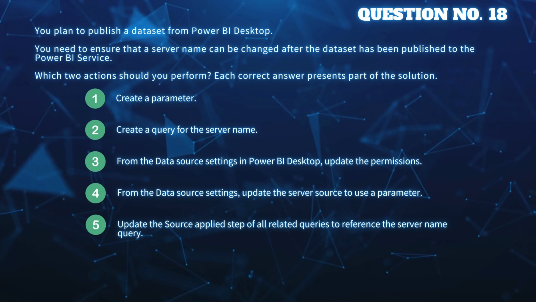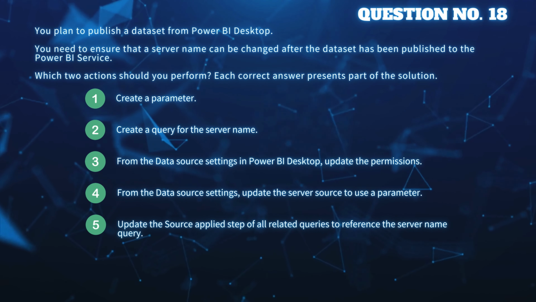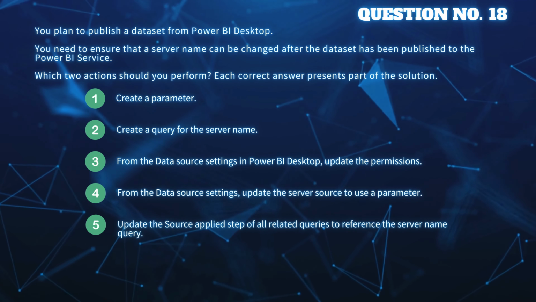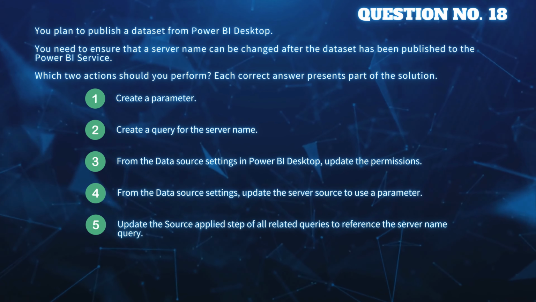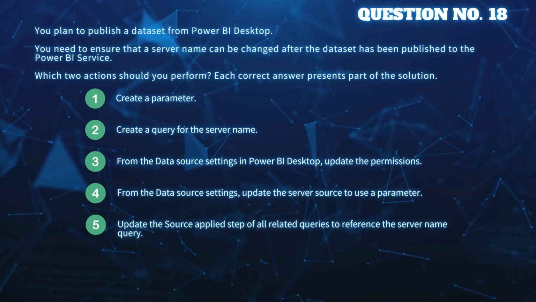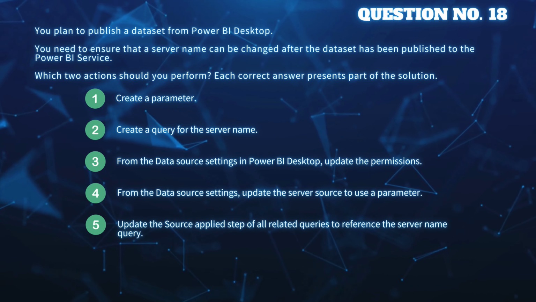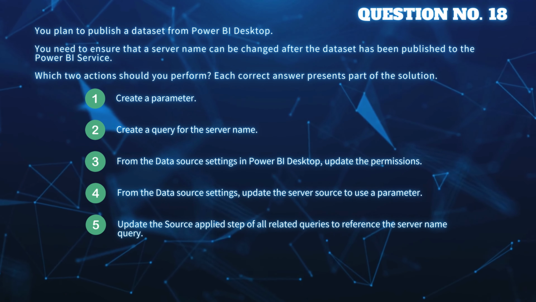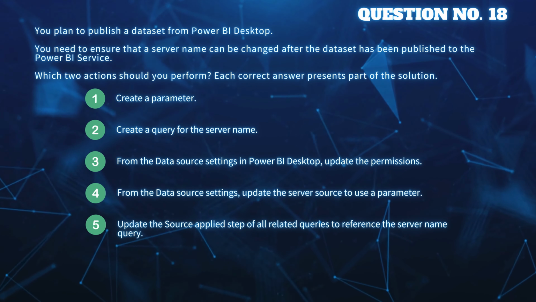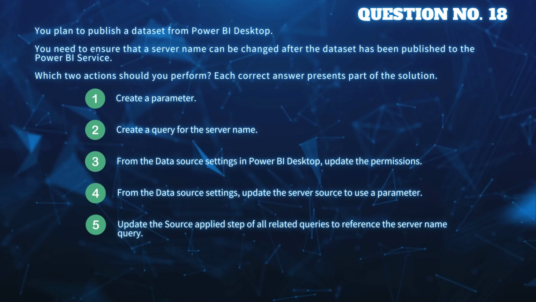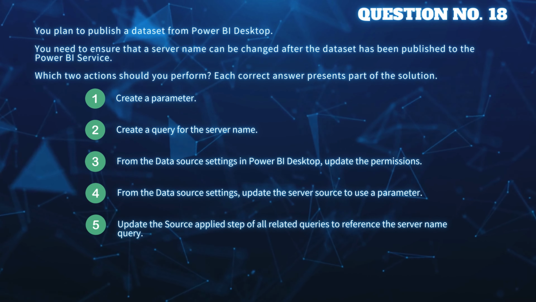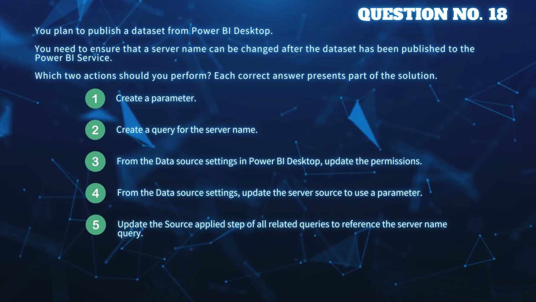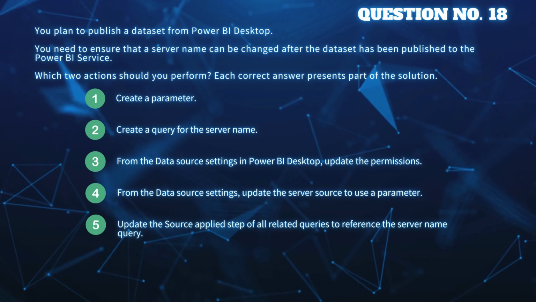You plan to publish a dataset from Power BI Desktop. You need to ensure that a server name can be changed after the dataset has been published to the Power BI service. Which two actions should you perform? Each correct answer presents part of the solution. Option 1, create a parameter. Option 2, create a query for the server name. Option 3, from the data source settings in Power BI Desktop, update the permissions. Option 4, from the data source settings, update the server source to use a parameter. Option 5, update the source applied step of all related queries to reference the server name query.